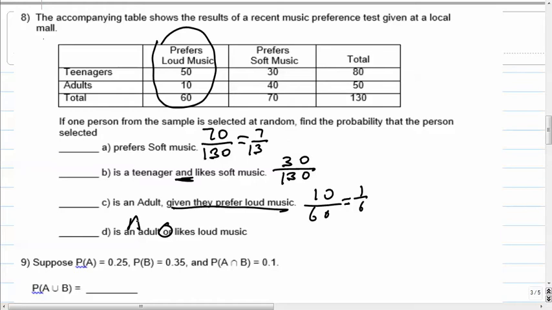Now, the last one, the probability of an adult or they like loud music, well, that's an OR. An OR has a formula to it. And here it is. The probability of this or that is the probability of A plus the probability of loud music minus the probability of both, right? That's the formula for an OR. Told you you need to have it memorized. Well, the probability is 50 over 130.